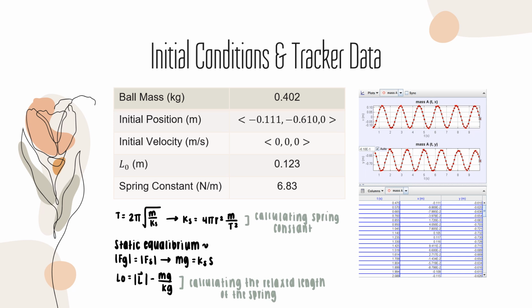So for initial conditions, we have that the ball mass was 0.402 kilograms, the initial position was negative 0.111, negative 0.6100 meters, and the initial velocity was 0 meters per second across all components. And then L naught was 0.123, and the spring constant was 6.83, and these were all inputted already into the code, but if you look at the equations at the bottom of this page, you can see how these would be calculated by rearranging the T equation, which is basically the time it takes, and for L naught, we found that by rearranging the force of gravity equals the force of the spring.